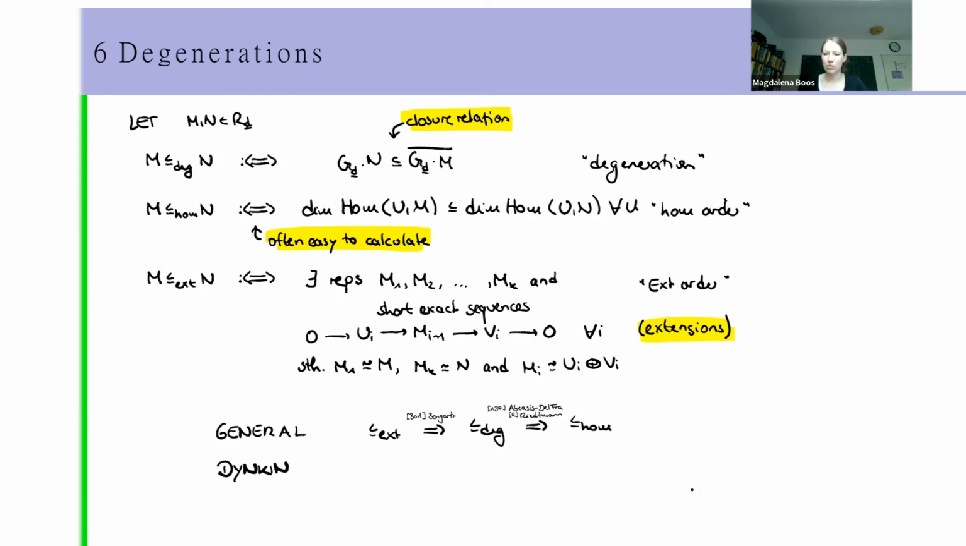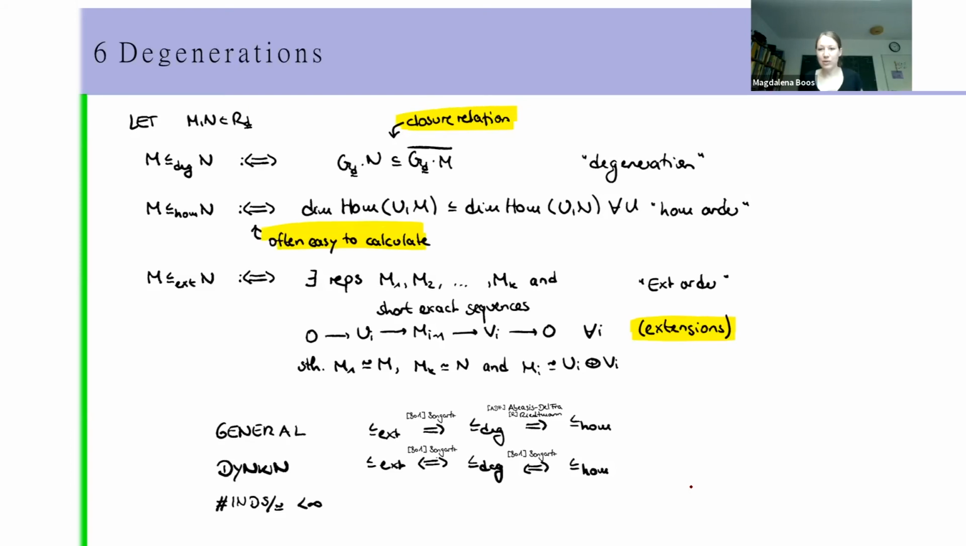Okay. Then there's another important case, that's the Dynkin case. So if the underlying graph of Q is a Dynkin quiver, then it was proved that they are all the same. They all coincide. This is very nice. This is due to Bongartz. So in the Dynkin case, the orbit closure relations are just very well understood.